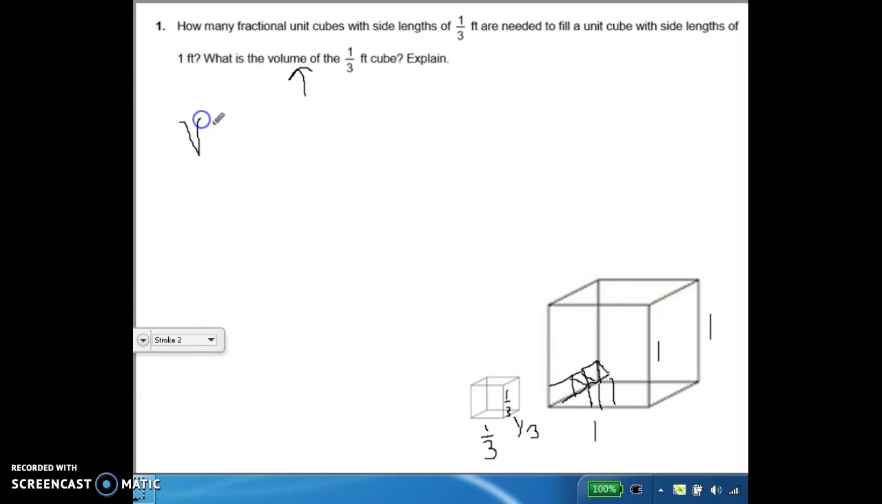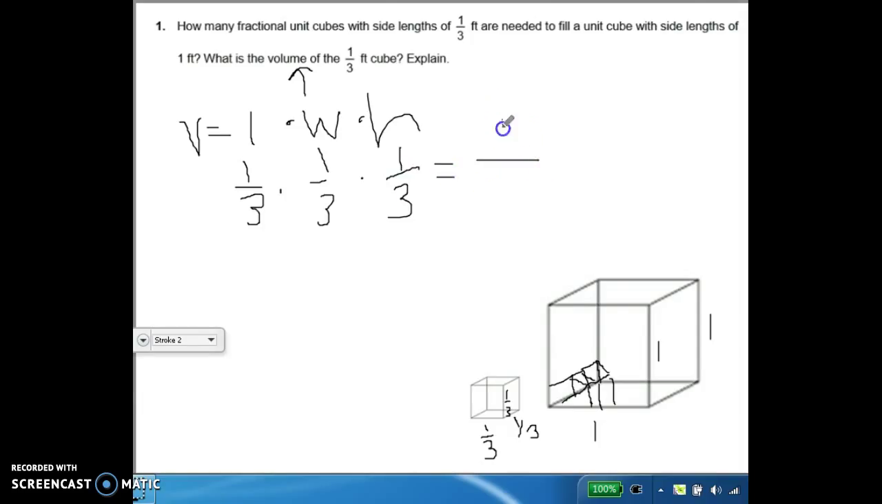So if you remember, volume is length times width times height, and so for the little cube, that's substituting in the 1/3, 1/3, and 1/3. If you multiply those numerators, you get 1 times 1 times 1, and that's 1. And if you multiply the denominators, 3 times 3 is 9, times 3 is 27. So that little cube has a volume of 1/27 foot cubed. So that is the answer to the second question.